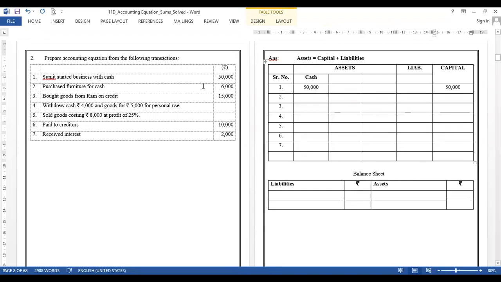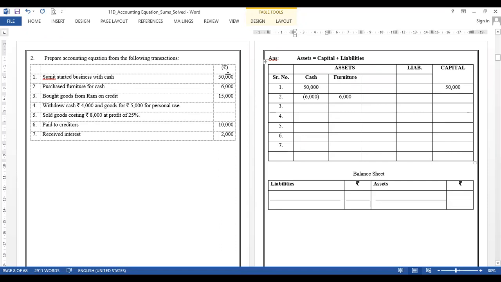Purchase furniture for cash. Sir, in assets, we'll add another column of furniture. Okay. And furniture increases by 6,000. Okay. And the cash will get decreased by 6,000. Yes, very good. Okay. I'm not working out the new equation now. We'll do the totals at the end.